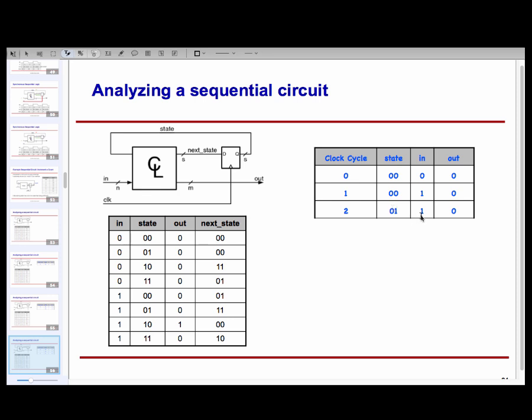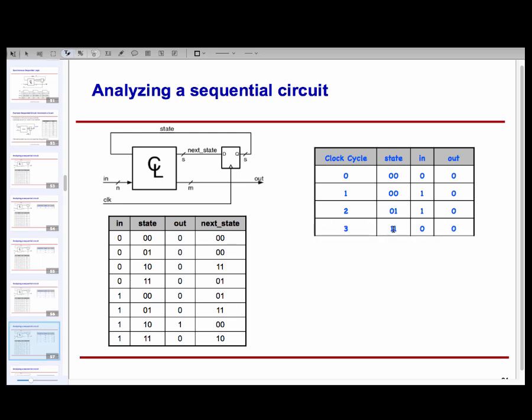Let's say input remained stable. The external world this time around did not change the input. So what the combinational logic is seeing is 0, 1, and 1. Going back out here, that will correspond to row number 6, 1, 0, 1. And the output is therefore 0, which is what we are seeing out here. So that's what we see, output 0. And next state is going to be 1, 1. Again, a clock tick comes. Now my state is going to move to 1, 1. So state moved to 1, 1.